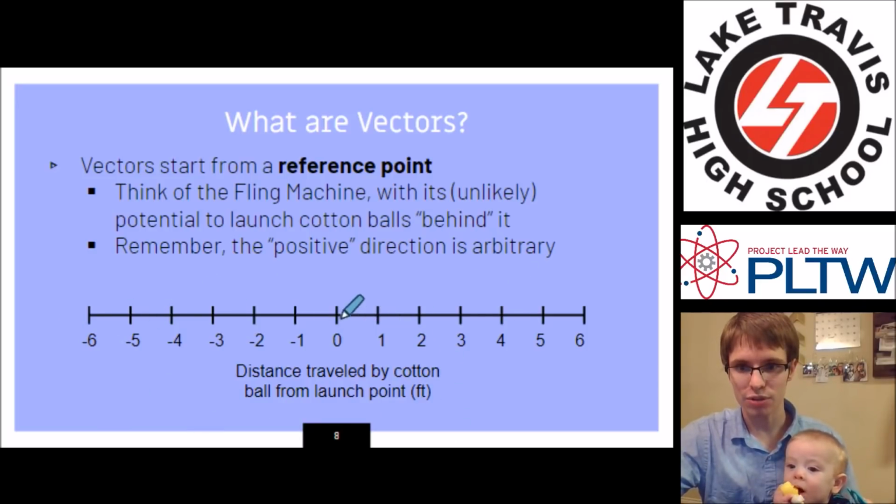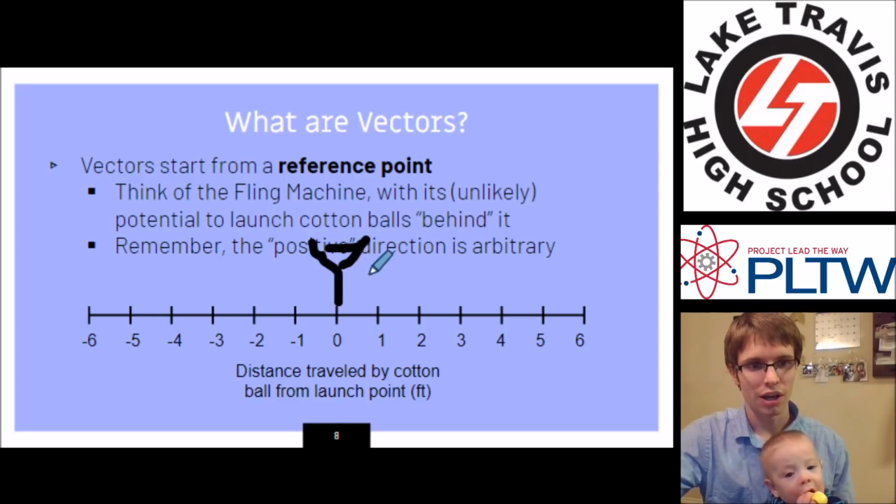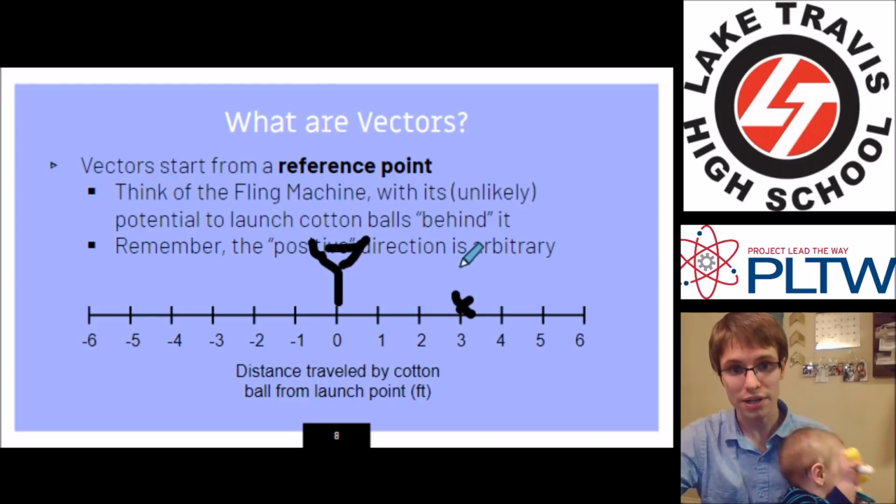So pretend that we're talking about our fling machine. Our machine started at this 0 point. And then we flung, this is my poor drawing of a little slingshot. So we started our fling machine at the 0 and then we flung the cotton balls forwards. Hopefully our cotton balls landed on this side. So maybe you got a cotton ball land here. That would be 3 feet. Like I said, the units are feet. 3 feet forwards, or positive 3 feet.